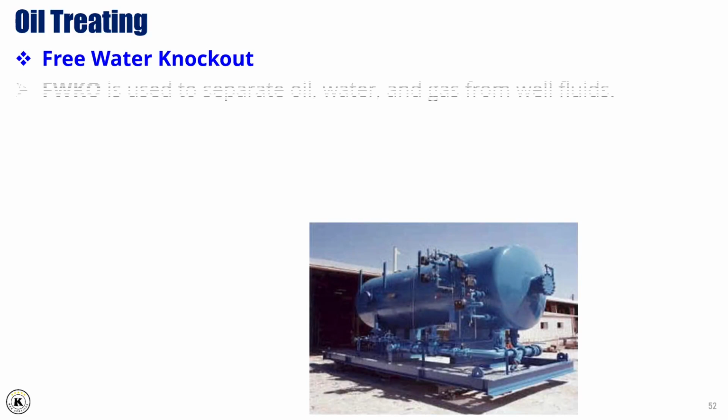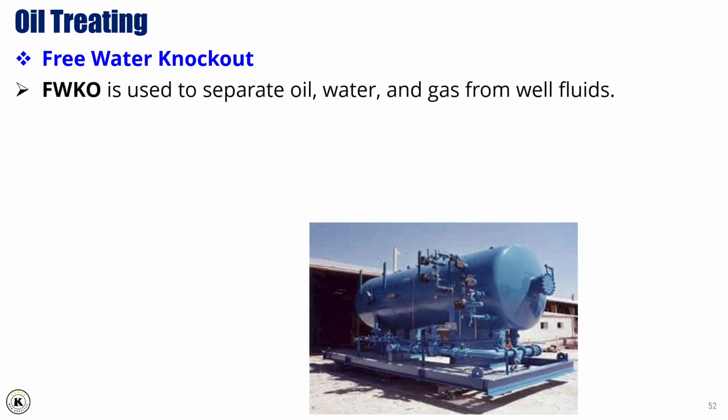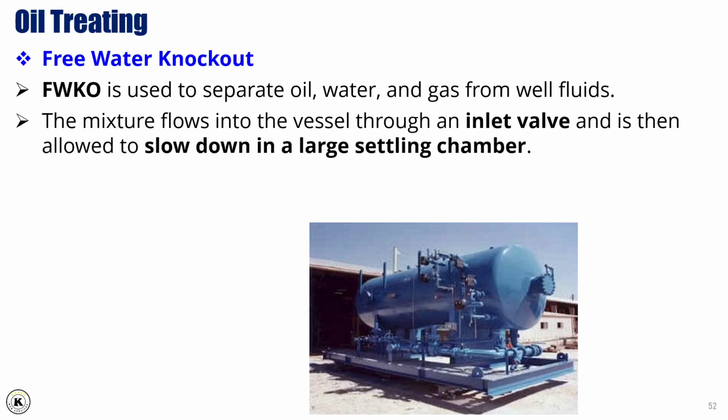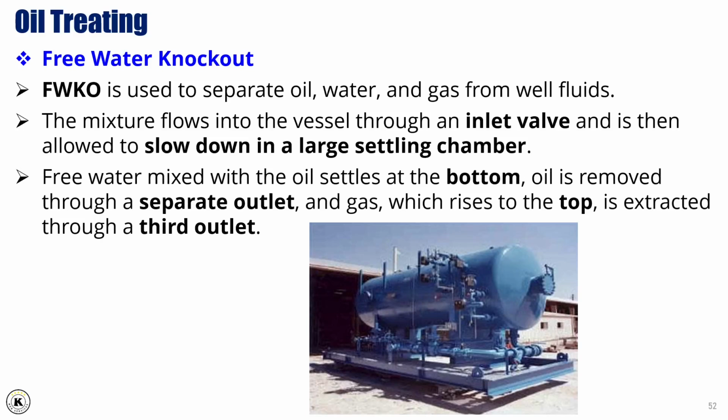Free water knockout. A free water knockout, or FWKO, is used to separate oil, water, and gas from well fluids. The mixture enters the vessel through an inlet valve and is allowed to slow down in a large settling chamber. This gives the liquids time to separate naturally. Free water settles at the bottom, oil is removed through a separate outlet, and gas rises to the top, where it's extracted through a third outlet. This simple yet effective process ensures clean separation and protects downstream equipment, making FWKOs a reliable component in oil and gas production.